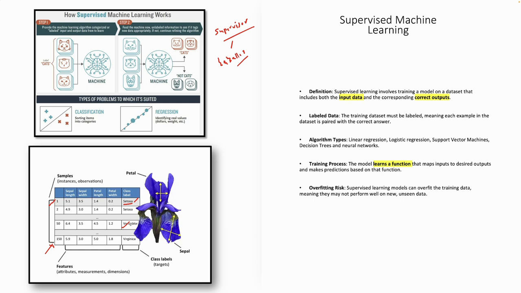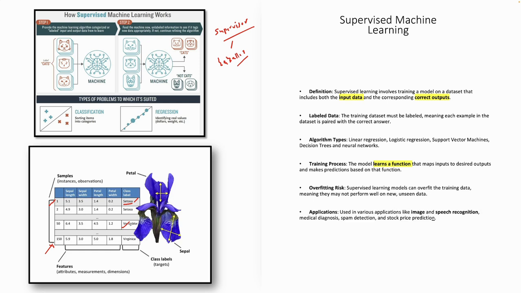So supervised machine learning models can overfit the training data, meaning they may not perform well on new or unseen data, right? So with training data, everything is going well, your model is performing, but suddenly some unseen data comes up which the model is not aware of, and it can give you inaccurate results, right? So what are the applications?